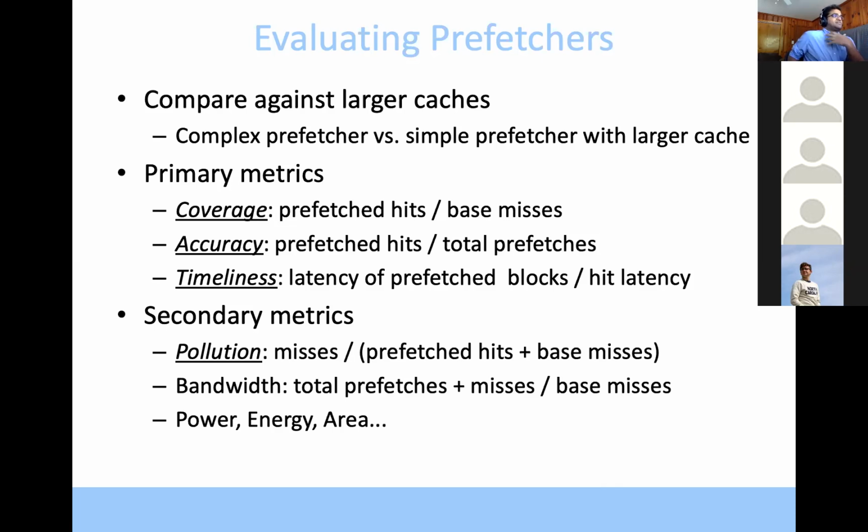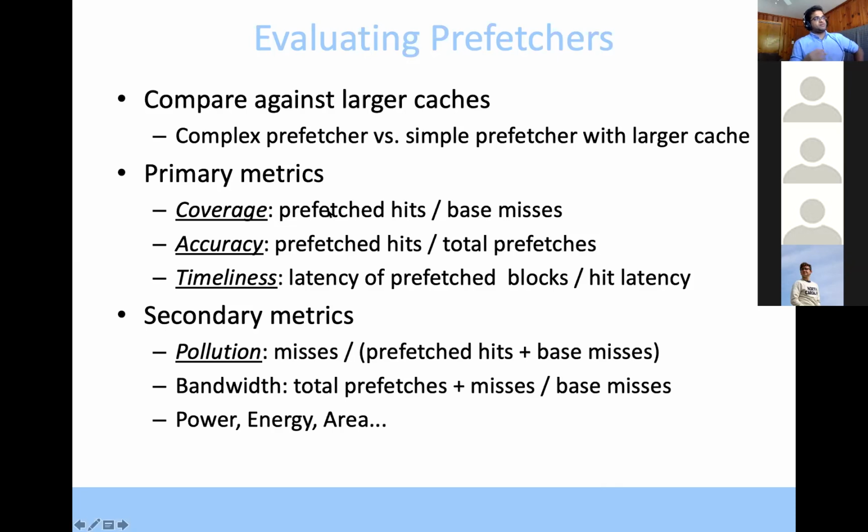So there are a couple of things that people typically think about when they're implementing a prefetcher. One, can I just use the same hardware for a larger cache? Would that help? Instead of building all of this complex prefetcher, can I just use a simple prefetcher and a larger cache? Take all the hardware that would be dedicated to the complex prefetcher and put it into a larger cache. Something to think about.